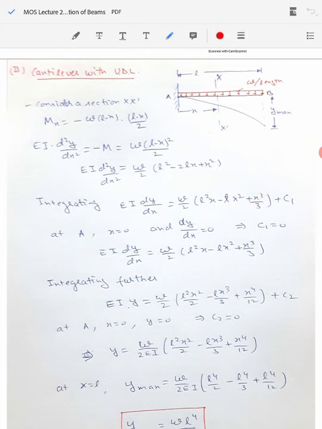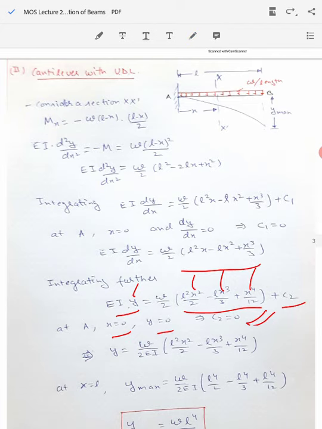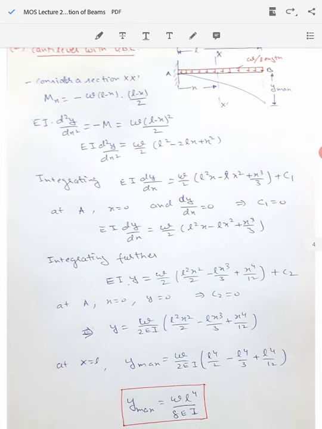You substitute this back into the above equation and get this expression, which you integrate further in order to obtain the equation for deflection. On the left side we get EI into y, and on the right side we get this expression along with the constant of integration C2. Again we apply the boundary condition at A, where x is equal to 0. Our deflection is also 0 in the case of a cantilever beam. So when you substitute x equal to 0 in these terms and y equal to 0 here, this is going to provide us C2 equal to 0. So the second constant of integration also turns out to be 0. Finally our equation for deflection will be obtained as shown here.